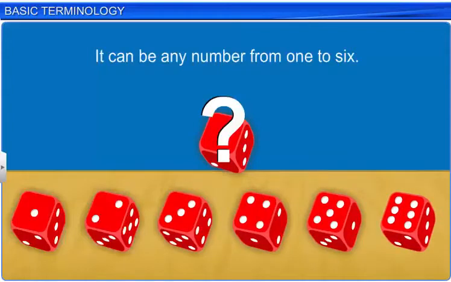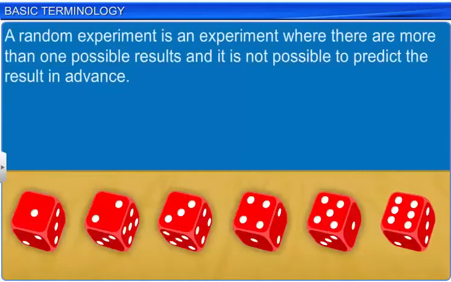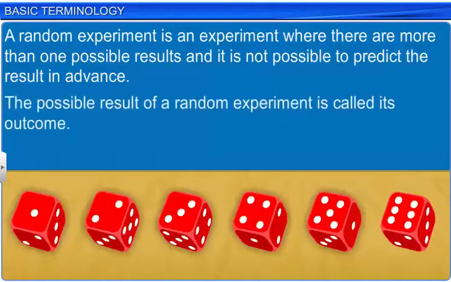Such experiments are called random experiments. Mathematically, a random experiment is an experiment that has more than one possible result, and it is not possible to predict the result in advance. The possible result of a random experiment is called its outcome.